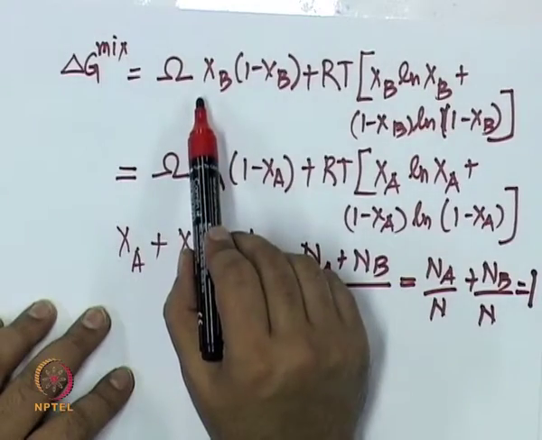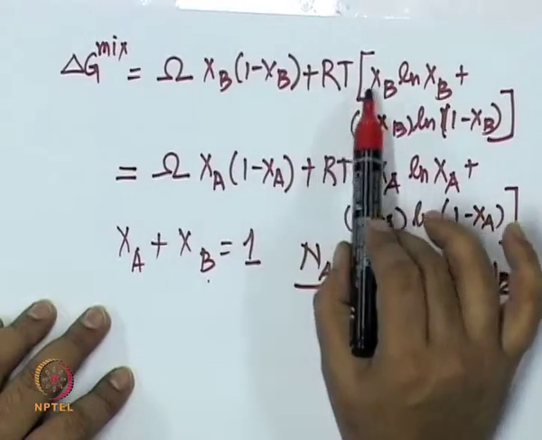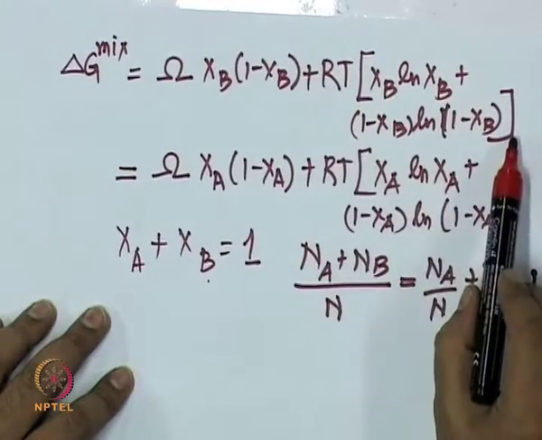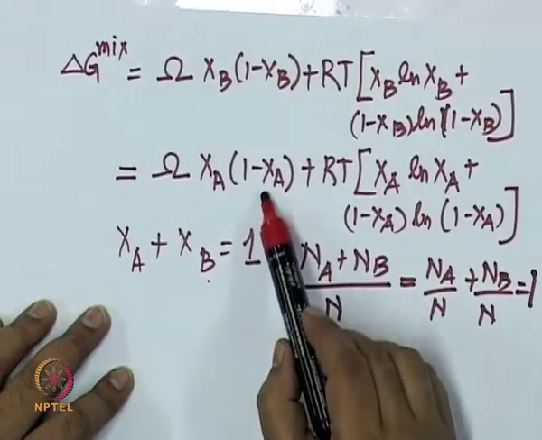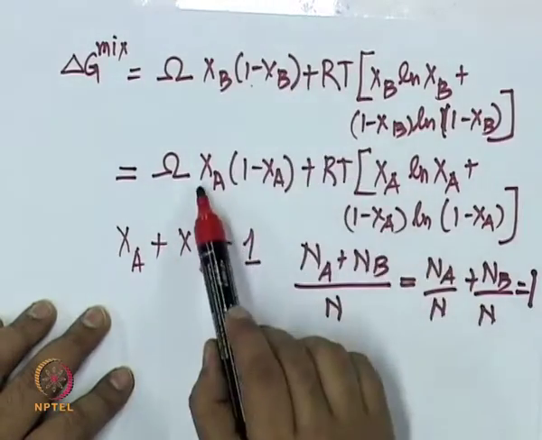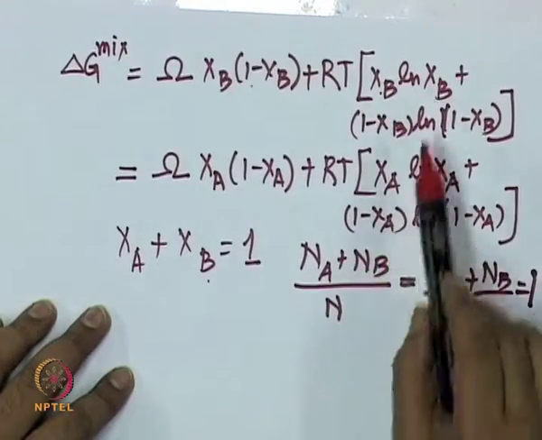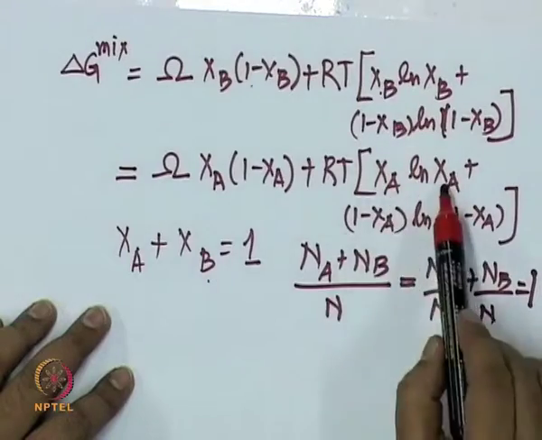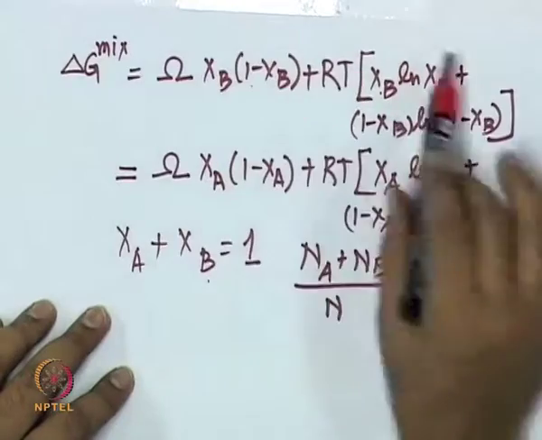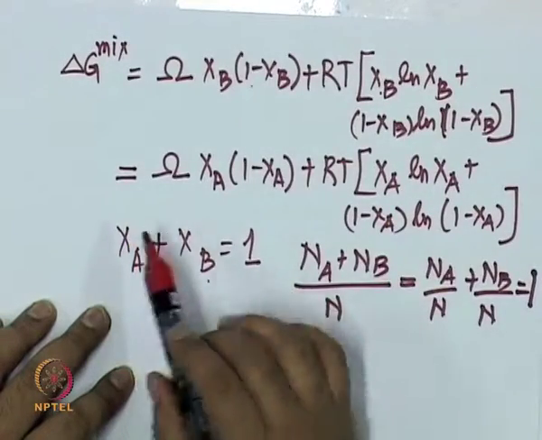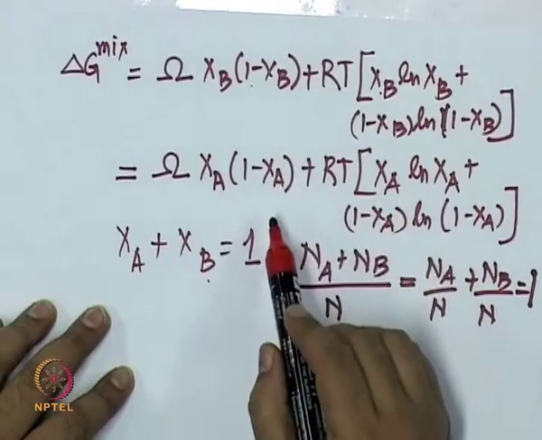Suppose you want to write everything in terms of xb: it is omega xb (1 minus xb) plus RT [xb ln xb plus (1 minus xb) ln (1 minus xb)]. If I start replacing, xb is nothing but 1 minus xa, and 1 minus xb is nothing but xa. So already you can see that this expression is symmetric with respect to xa and xb.